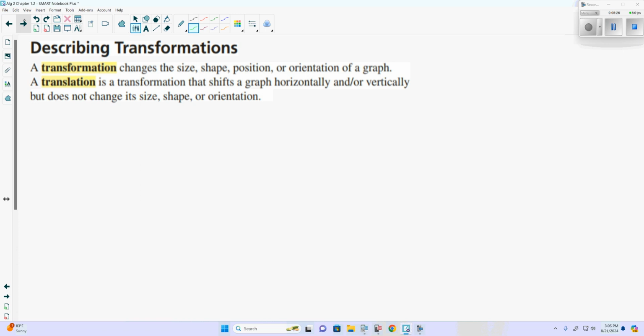But it does not change the shape, orientation, or size of the graph. We're just moving it on the graph. It's going up, down, left, right. It does not change shape, size, or orientation. Okay?